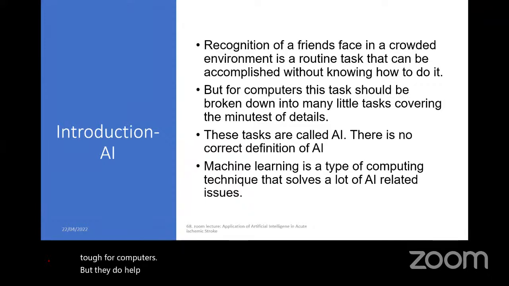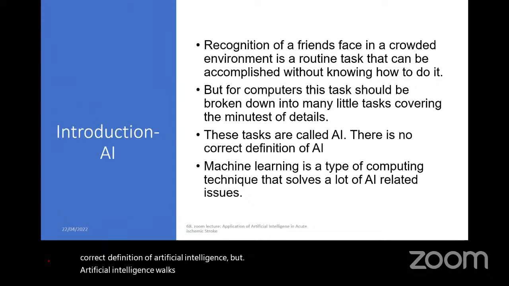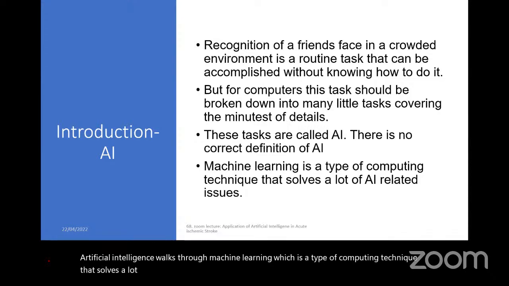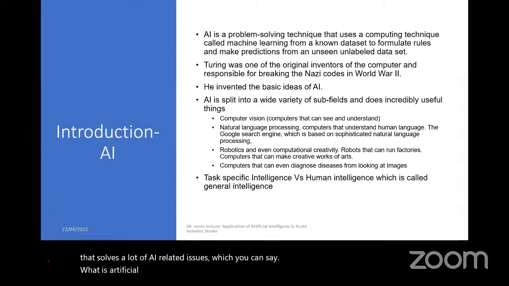These small tasks are called artificial intelligence. In fact, there is no correct definition of artificial intelligence, but artificial intelligence works through machine learning, which is a type of computing technique that solves a lot of AI related issues. What is artificial intelligence? It's a problem solving technique that uses a computing technique called machine learning. That learning is from a known data set to formulate rules and make predictions from an unseen, unlabeled data set.